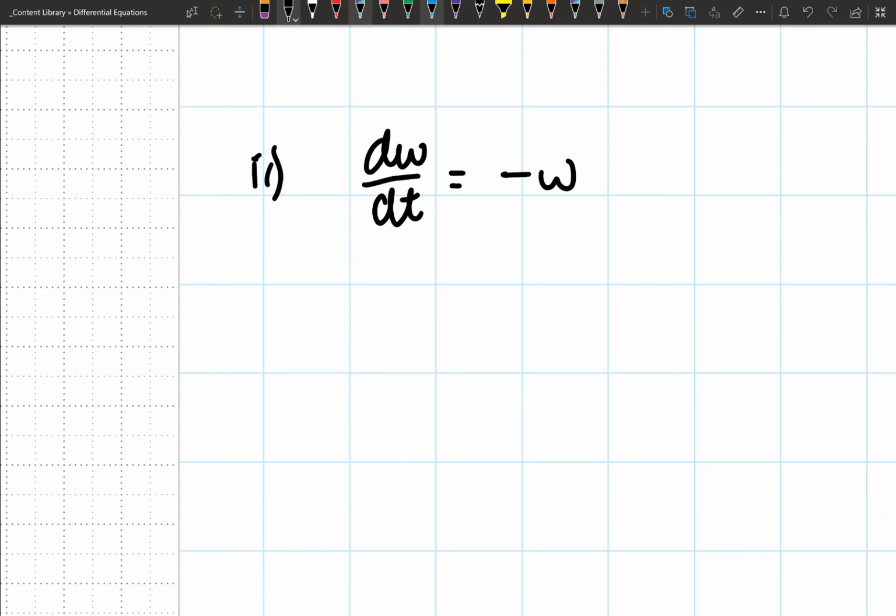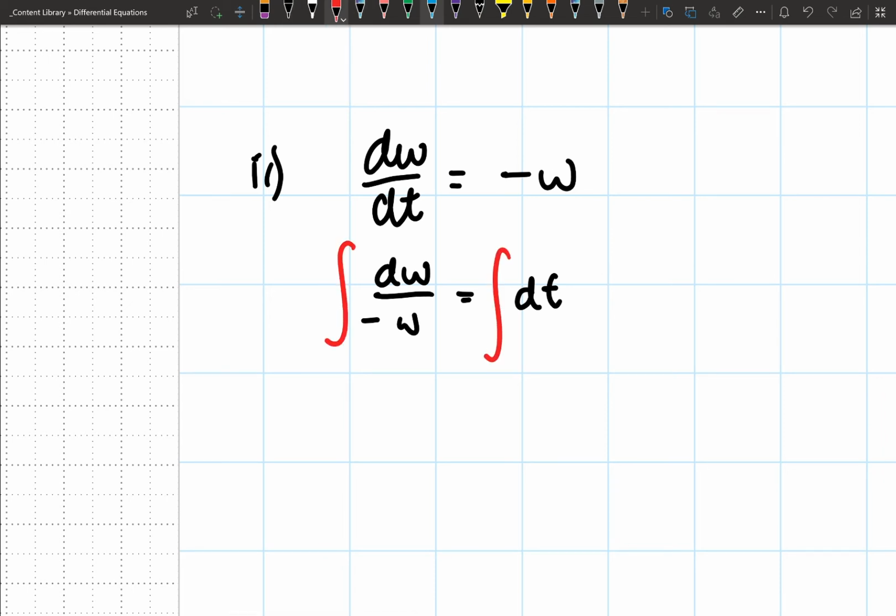So we're going to move all the w's to one side and all the t's to one side. Are you cool with that? Yes. So let me do that. I'm going to move the W to the other side, so I get dW on W. Actually, I'll move the negative sign too. Negative dW over W is equal to dt, right? Yep. So then what can I do from here?